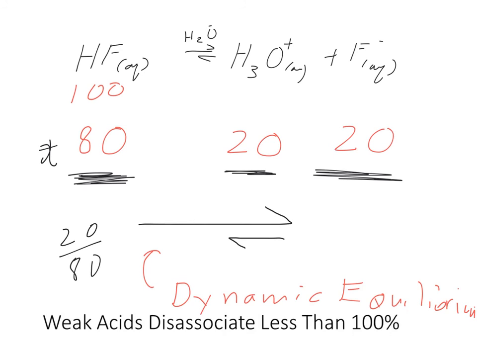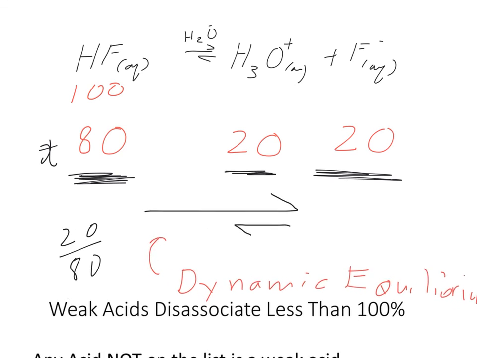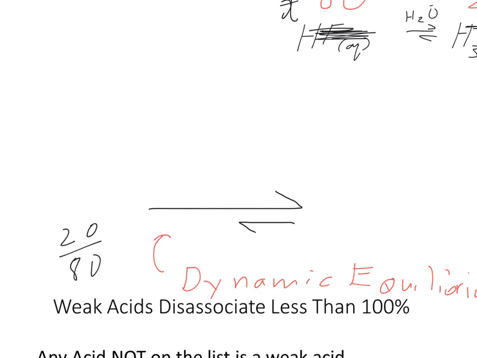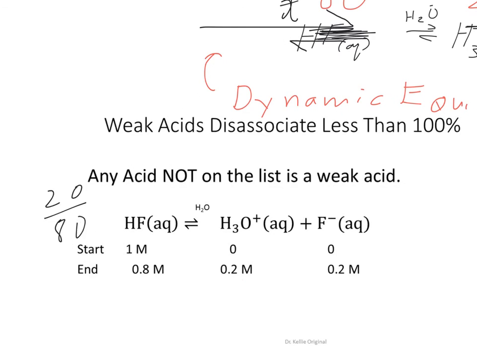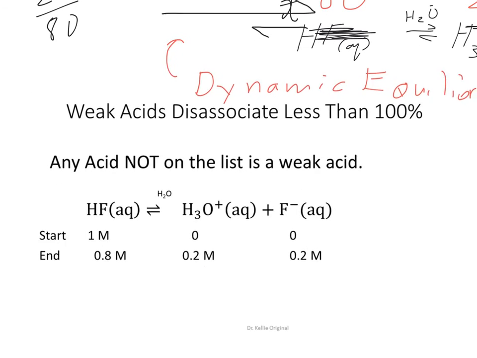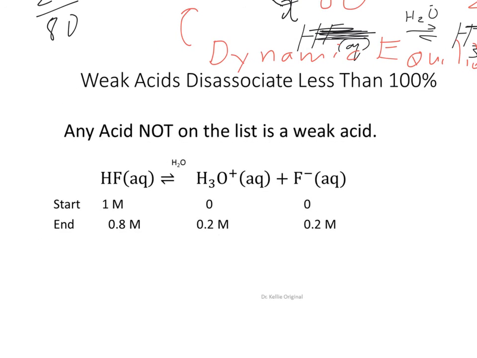And next semester, more than half the chapters actually deal with mathematically examining equilibrium and the effects of equilibrium. All you need to know right now is that weak acids exist in this dynamic equilibrium, and as a result of this dynamic equilibrium, at any given period of time, you're going to find some of your acid molecules together and some of them apart. In other words, your weak acids dissociate at less than 100%.